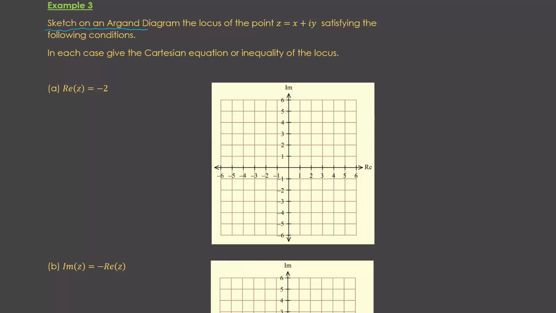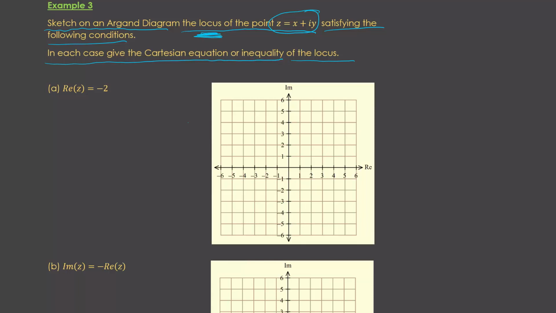Sketch on each Argand diagram the locus of the point z equals x plus iy, satisfying the following conditions. In each case, give the Cartesian equation or inequality of the locus. Now, this word locus often causes confusion. z is a general complex number, but we're given conditions that it satisfies.